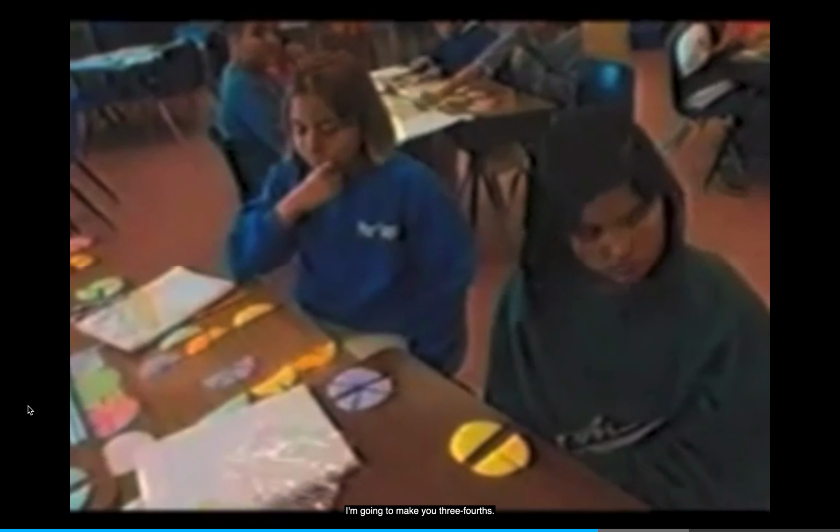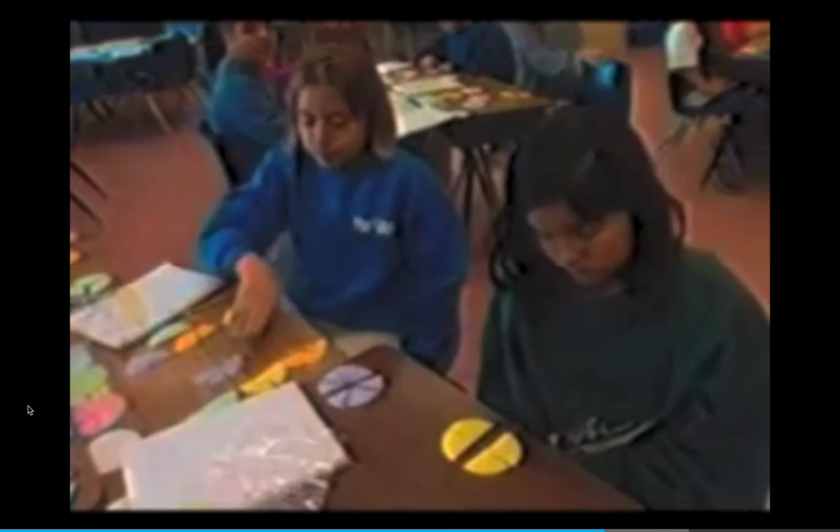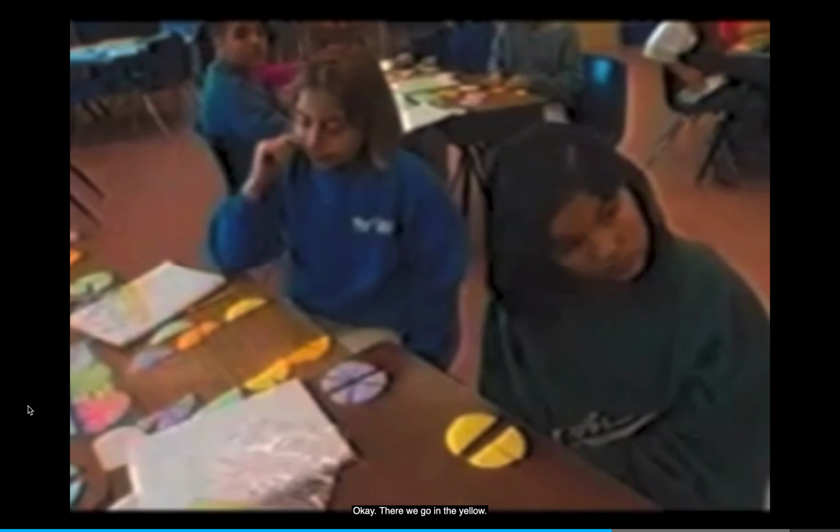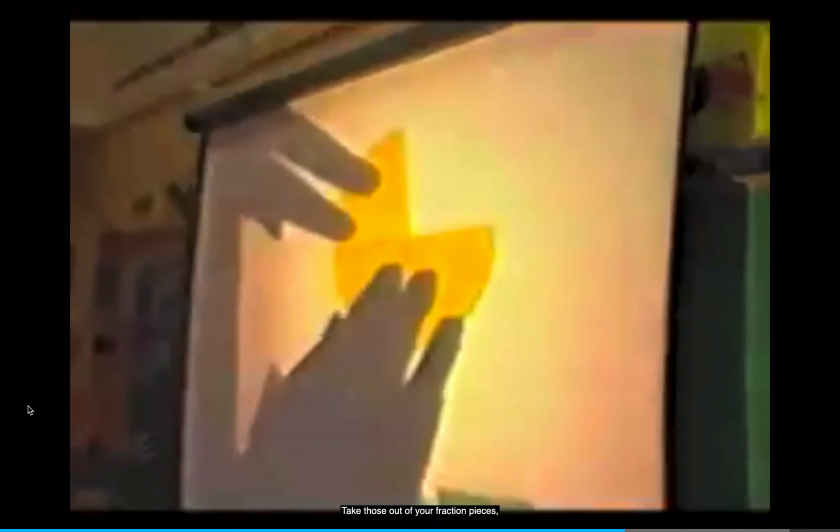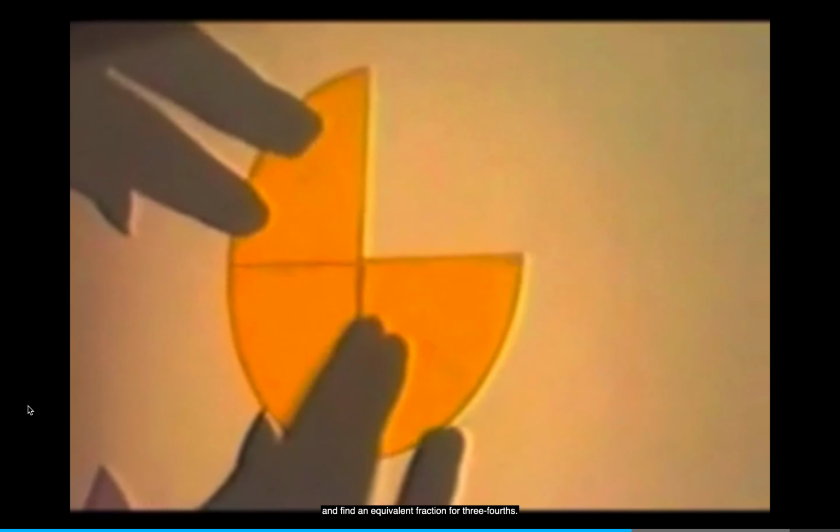Take a look at what I've done here. I'm going to make you 3/4. Okay? There we go in the yellow. 3/4. Take those out on your fraction pieces and find an equivalent fraction for 3/4.